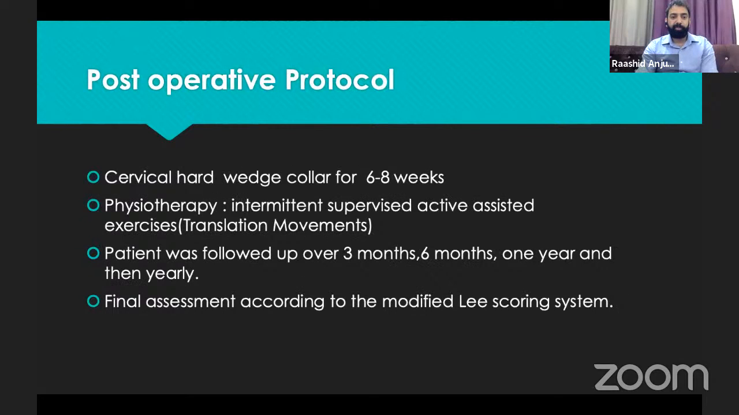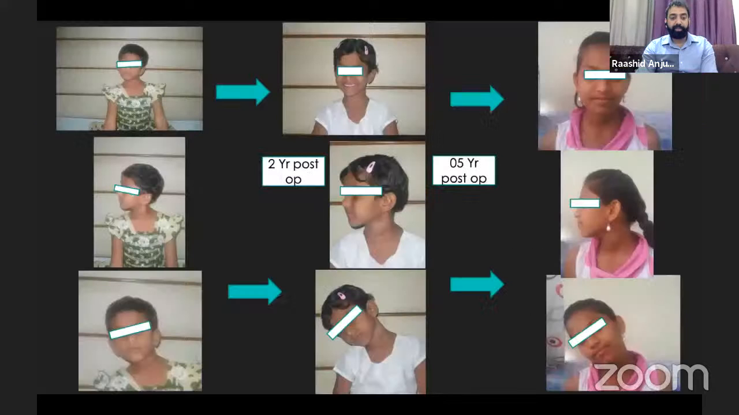Post-operatively, we managed these patients in a cervical hard wedged collar, which was usually custom made for the kid, for 6 to 8 weeks. Physiotherapy, intermittent supervised exercises like lateral bending and rotation, were started at 1 week post-operatively. The patient was followed at 3 months, 6 months, and 1 year, and thereafter every year. The final assessment was again done with the modified Lee scoring system.